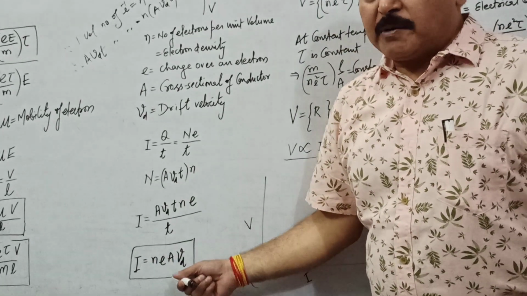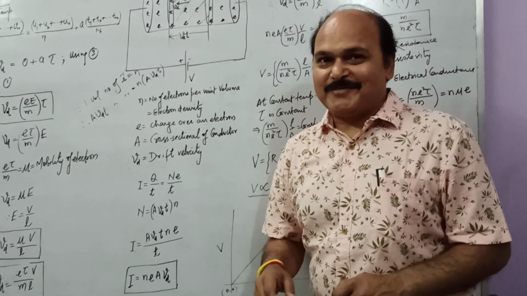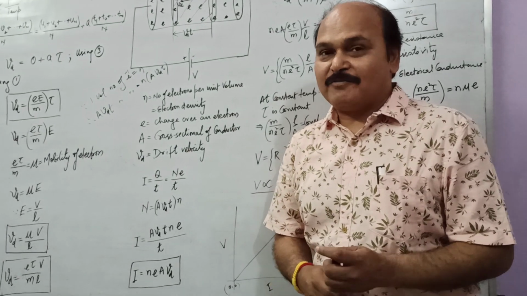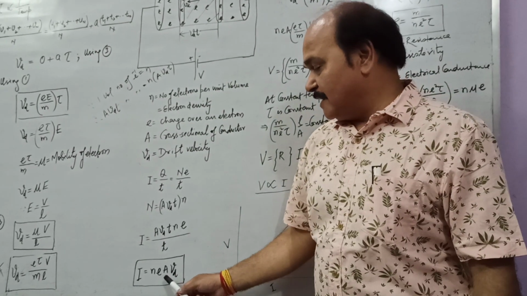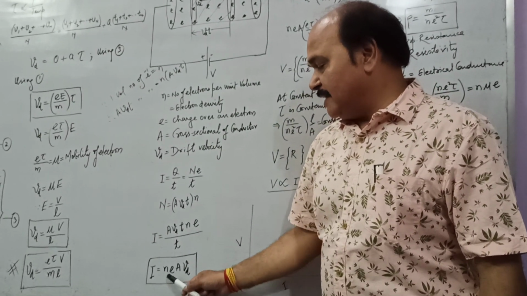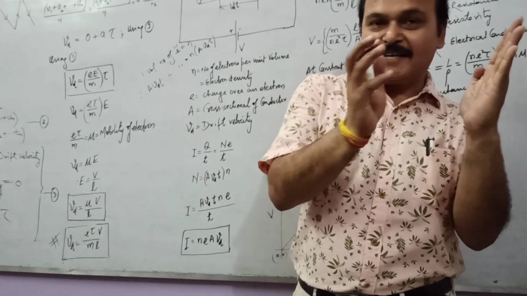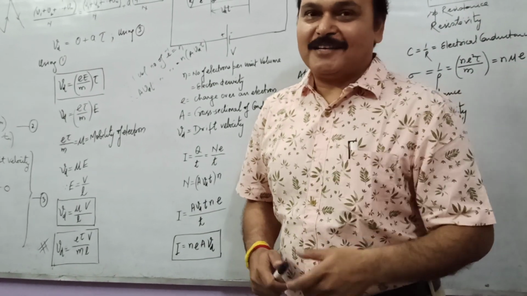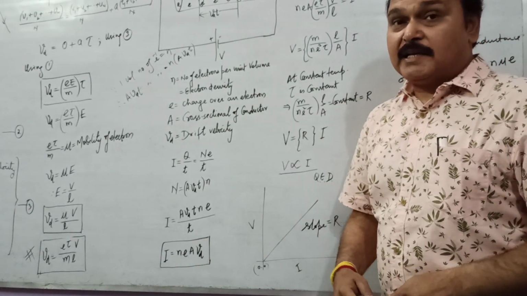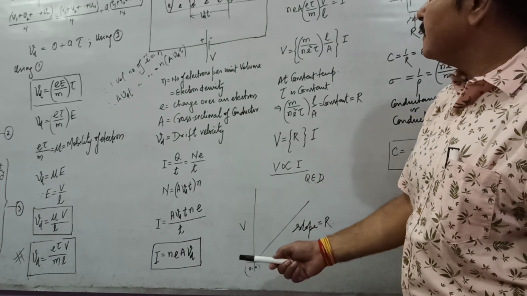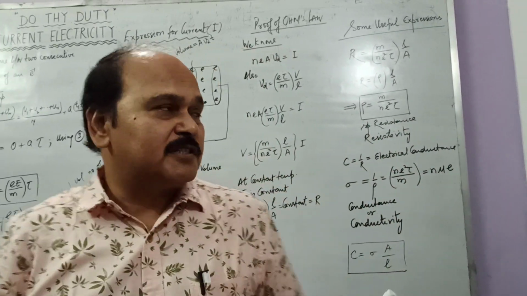If you want to remember this formula, just remember the word Nivea. All of you are familiar with the word Nivea, Nivea cream. What is the spelling of Nivea? See, all the alphabets are here. In the word Nivea, just take out I and keep all the other terms on the other side, and you will get the expression for current. Just remember this, I am telling you. So I is equal to n e A Vd.